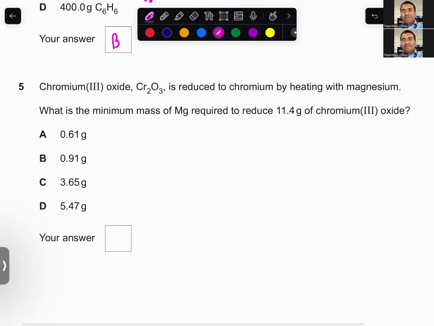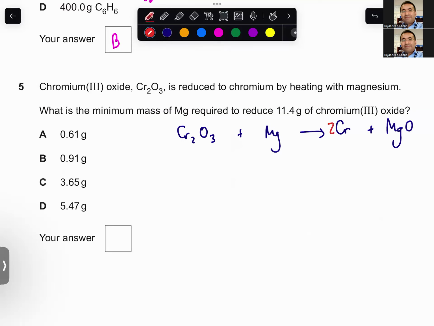Next question. It says chromium oxide is reduced to chromium by heating with magnesium. What is the minimum mass required? Before we attempt to answer this, we need to think about how much magnesium it would react with. This would give you chromium and some magnesium oxide. To balance this, we put a big 2 over here. You got 3 oxygen on the left, so let's put a big 3 there, and so a 3 there. So it reacts in a 1-to-3 ratio.